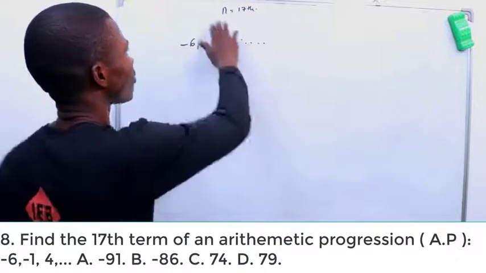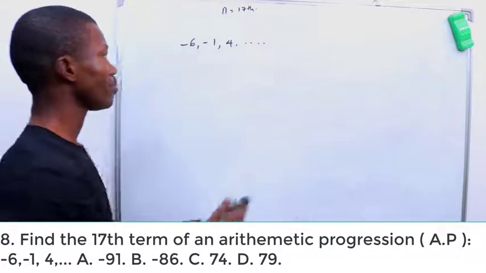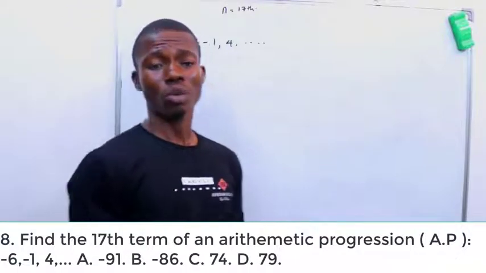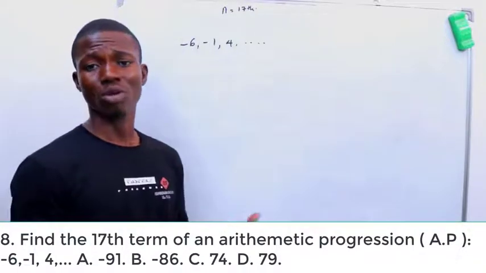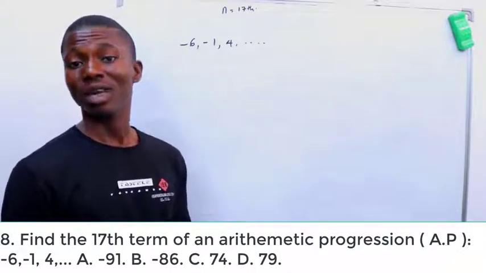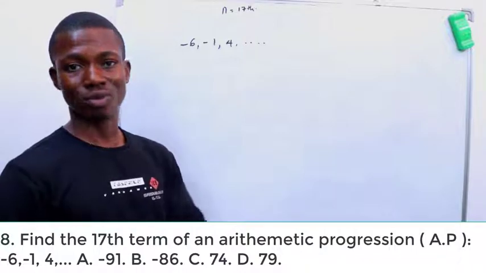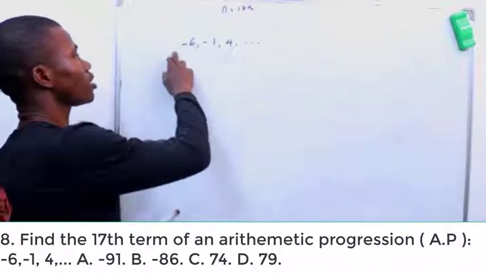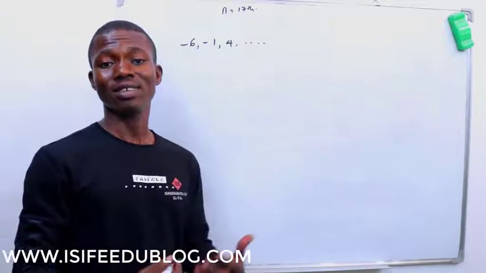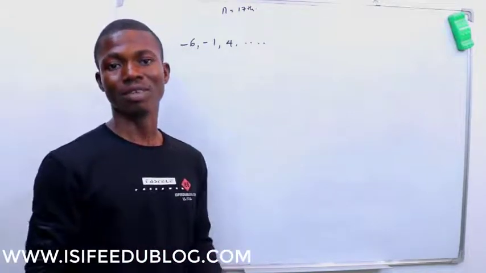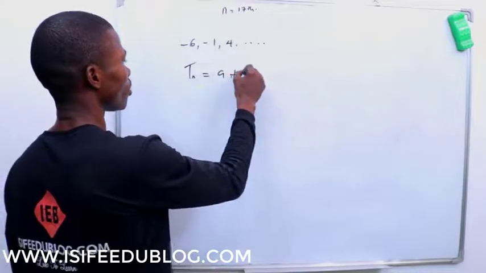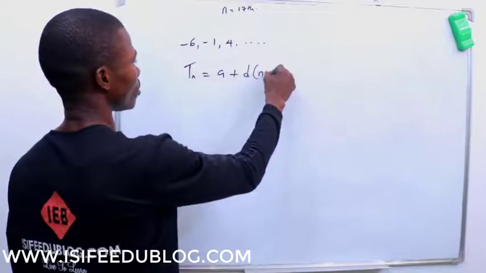So this is finding the 17th term. All you need is a formula. Okay, let's quickly jump into calculation. All you need is the formula for finding the nth term of any arithmetic progression. That is your nth term is equal to what? A plus d into n minus 1.